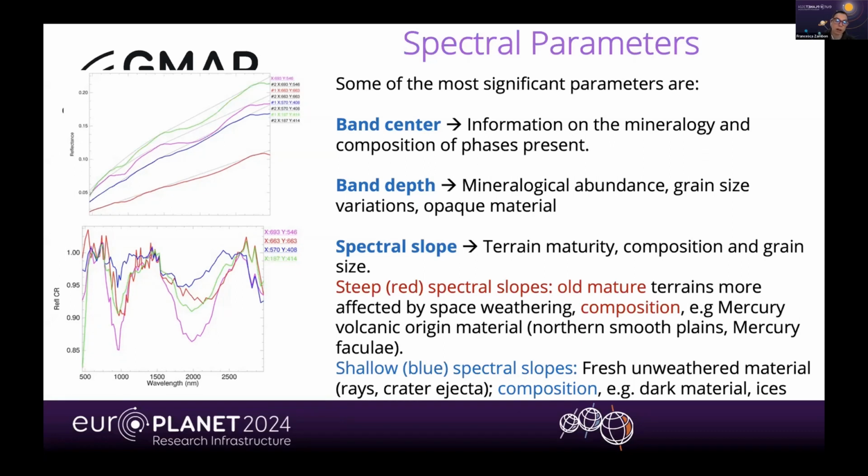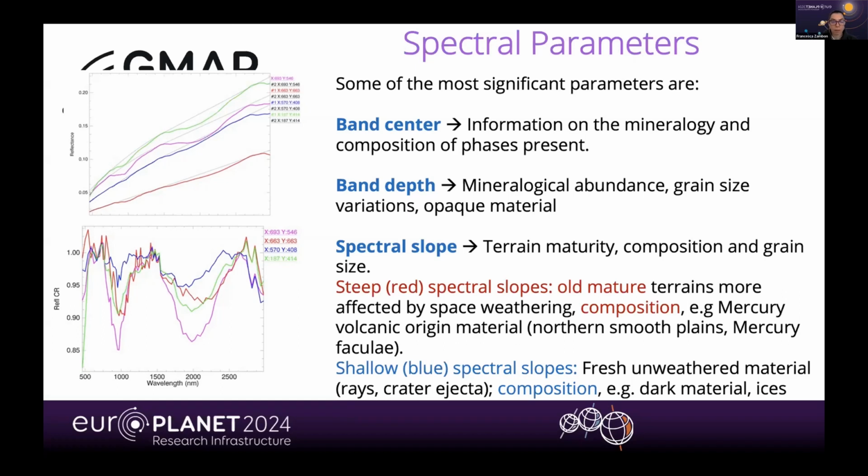So in general, we have a steep spectral slope, so redder slope, in presence of mature terrains. So the terrains more affected by space weathering, but we can also have a compositional effect. For example, when we are in presence of volcanic origin material.